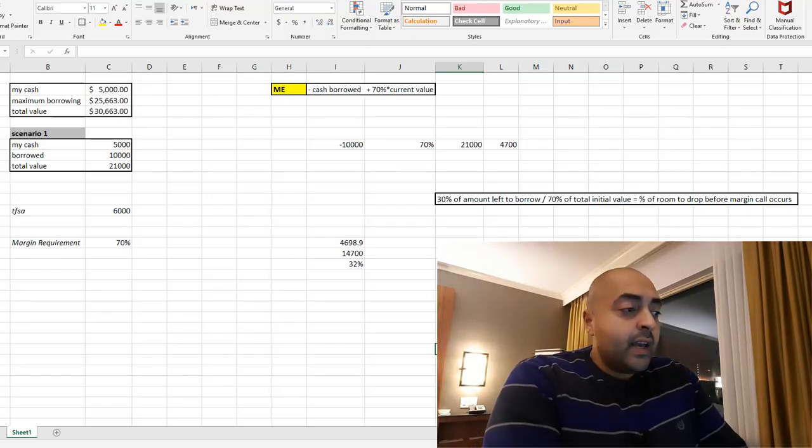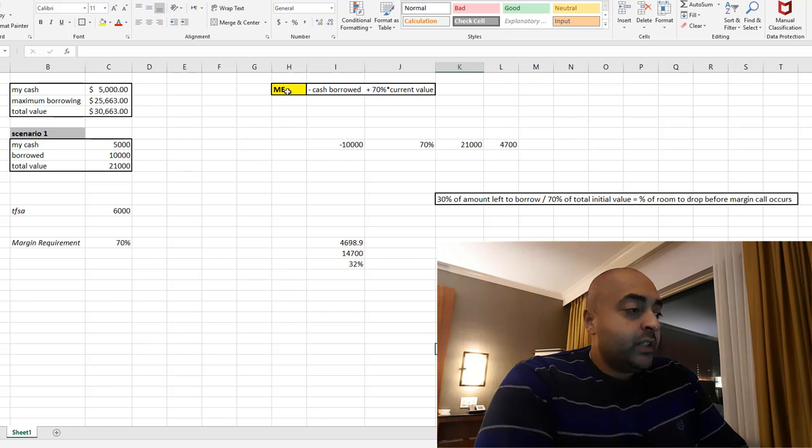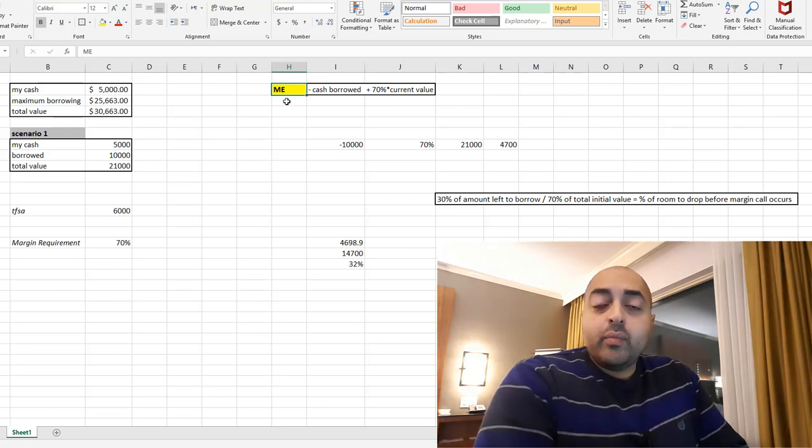So here's what I understood from all the bits of information I was able to collect, and I'm sure I'll get more information once I start using the margin account and experiencing it. I'll be able to update you guys with more information. So the first thing I understood is maintenance excess, which is ME, which you can find right here in yellow. ME has to be positive, or else the broker will place a margin call.